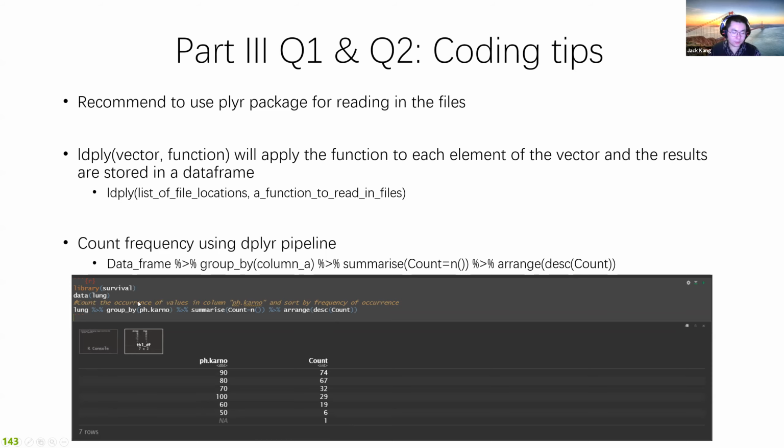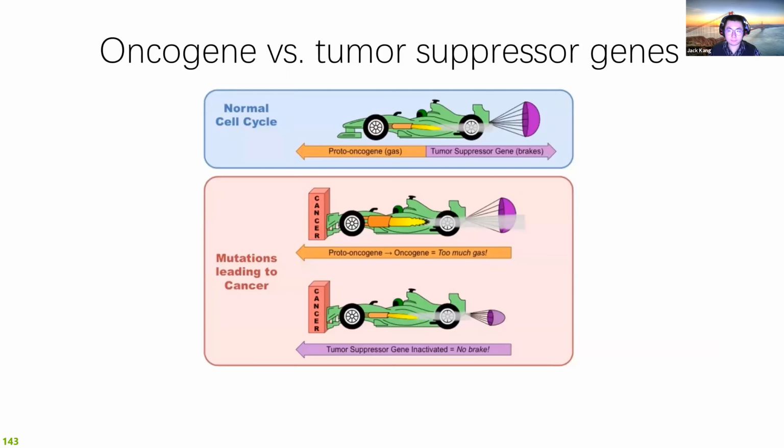So I use the lung disease data from the survival package, and I want to know the frequency of values in the ph.ecog column. So I group by it, summarize it, and arrange it in descending order. And so I know that, for example, in this column, the value 90 appears 74 times and 80 appears 67 times, and so on. And you can count the frequency of gene mutations, or gene protein change pairs, in a similar way.